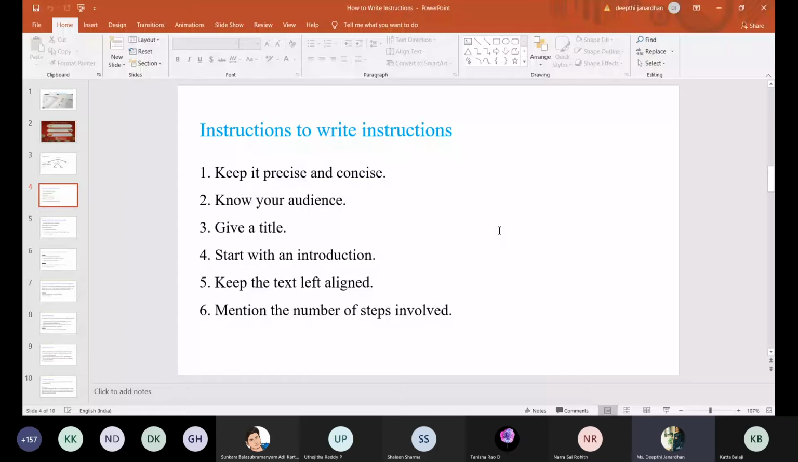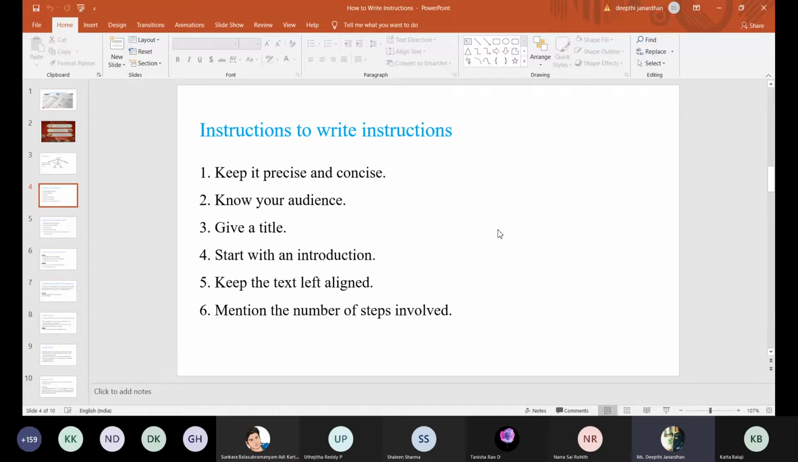Okay. So how to write instructions? I think how to write instruction is in itself instructions. So keep it precise and concise. Whether you're writing for a lay audience or an expert, you have to keep it in short sentences, because just imagine if the sentences are too long, by the time I reach the end of the sentence I might have forgotten what I read at the beginning.